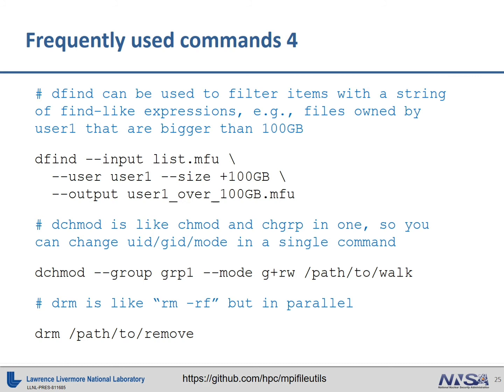dchmod, like I said earlier, is sort of a combination of a change mod and a change group all in one. Right? So it lets you change permission bits and owner and group IDs on files within a directory tree. And drm is effectively like a remove -rf, but a parallel version of it.